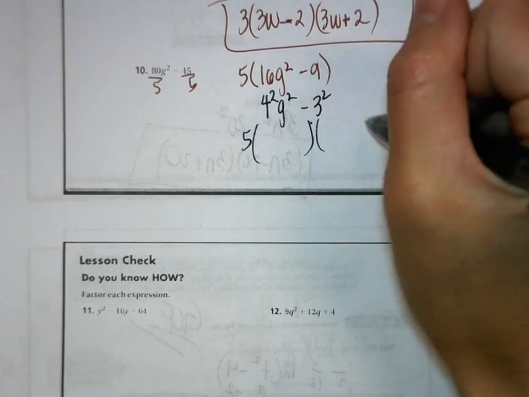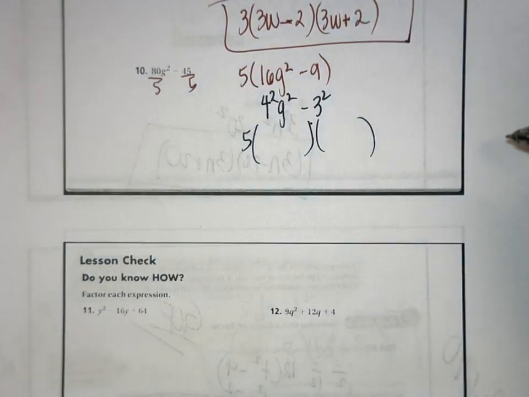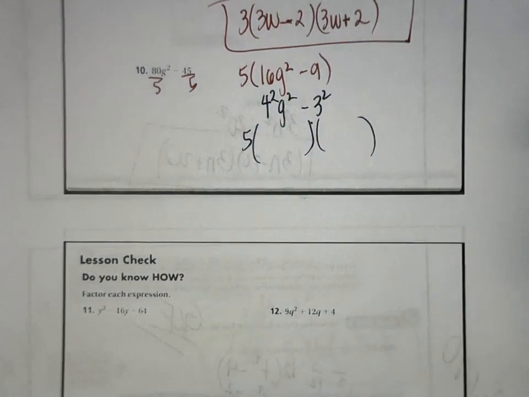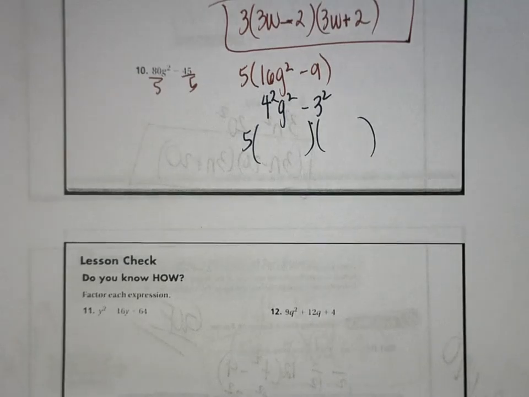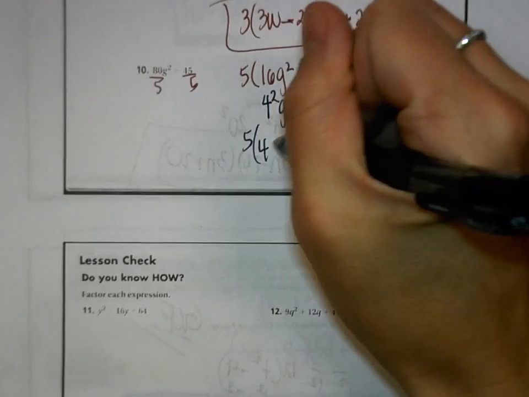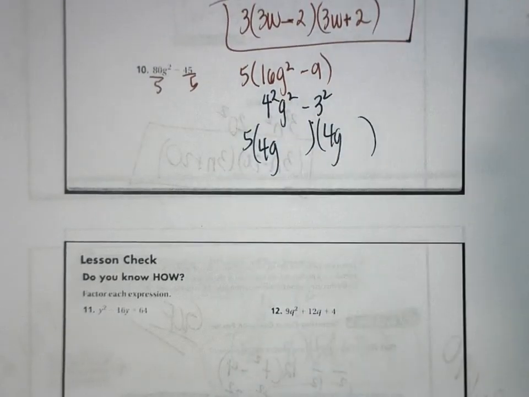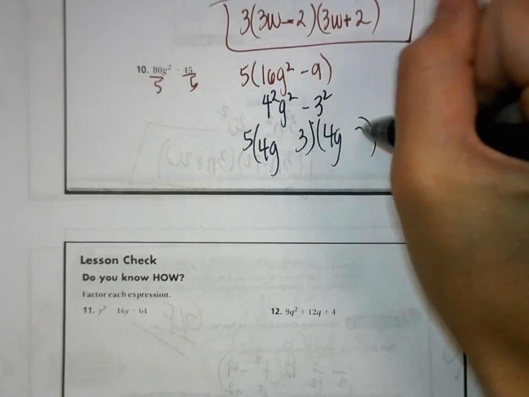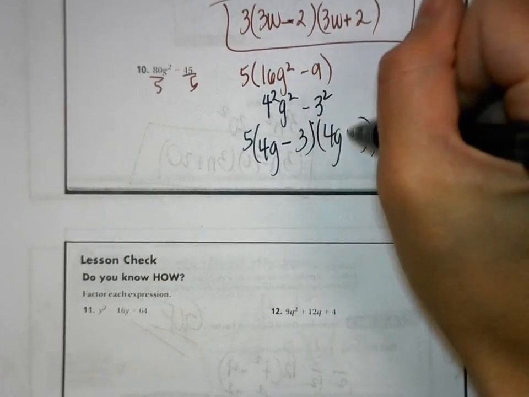What's going to go in front of both of them? 5 first. Then 4g, and then one gets a. There's your answer. Any questions?